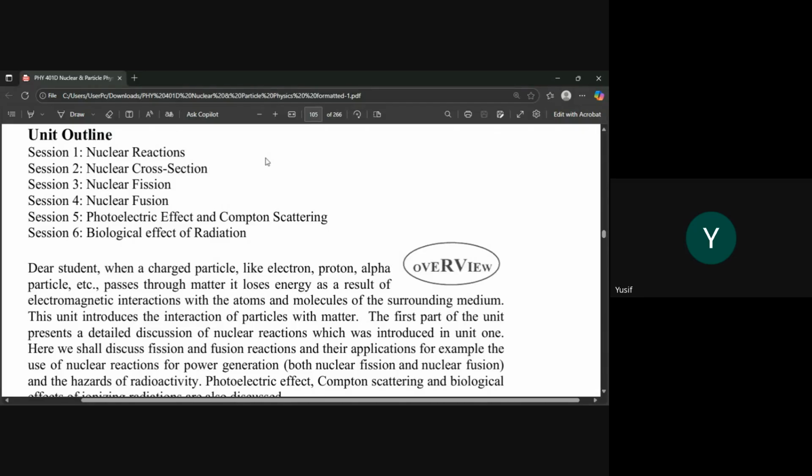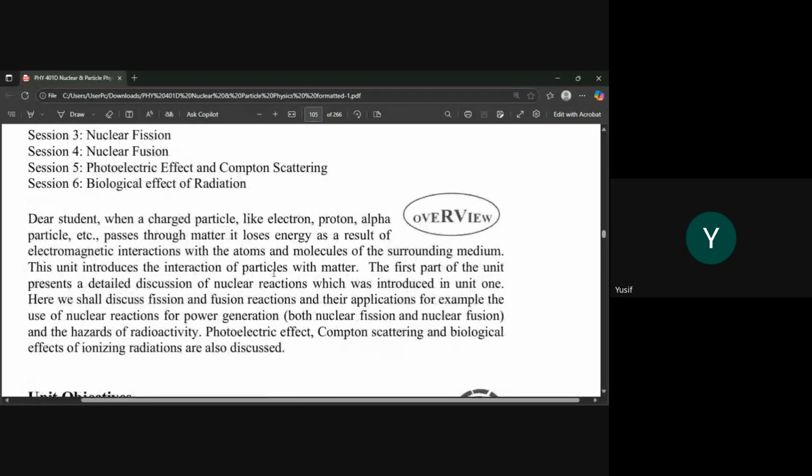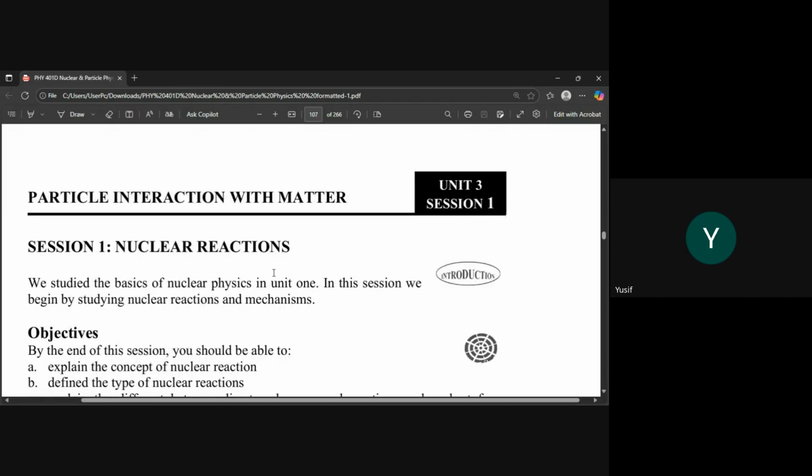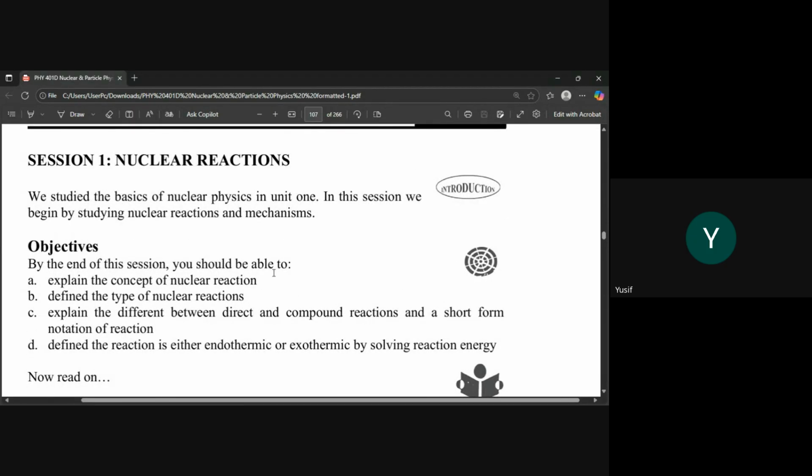And modern physics. And then the last one, which will be meant for you guys, will be the biological effects of radiation. That's what are some of the causes of radiation in our system. So that's all what we'll be doing for today. So starting off, we start with the nuclear reactions for session 1.